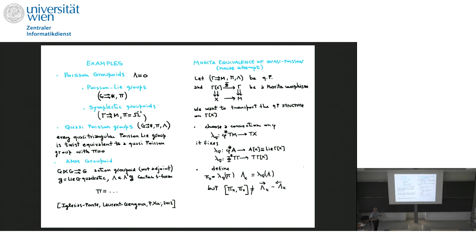So there are many examples. If you take lambda equals zero, this definition is a Poisson groupoid. On the infinitesimal side, you have bi-algebroids. For instance, Poisson groups, symplectic groupoids, whatever. Then if we want a quasi example, one notion is quasi-Poisson group, where on the group you switch on lambda.